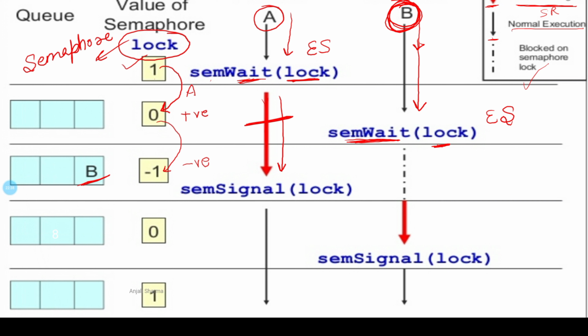So the B process is in the waiting queue, right? So it has now been blocked. You can see the dotted lines over here. Meanwhile, what happens? Process A completes its critical section. Now what process A will do is free the variable lock so that B can get into the critical section. So for freeing that particular lock, what will it be doing?